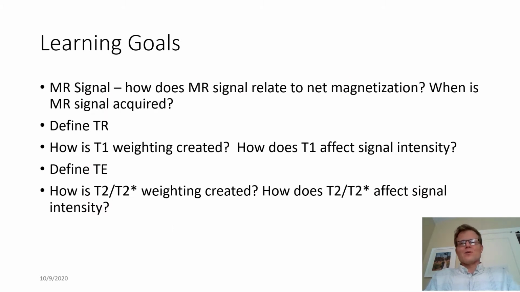Okay, so on to hopefully interesting, but maybe less exciting stuff. So today we're going to talk about, first we're going to reiterate how we acquire signal in MRI. Then we're going to define TR, which affects T1 weighted contrast. And we're going to go into TE, or the echo time, and how that creates T2 and T2 star contrast.